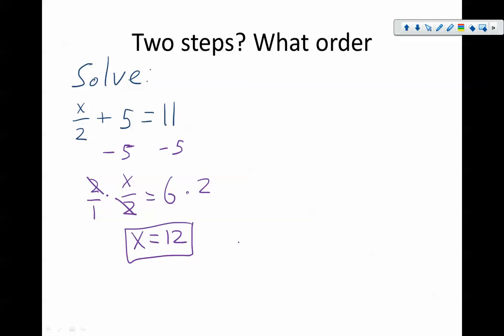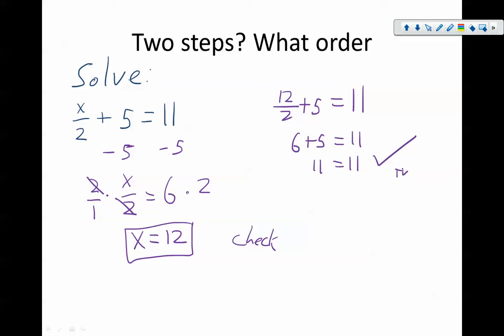And I can check to see if this is the correct solution, or if it's a solution, by plugging this number back in and seeing if I make a true statement. So 12 divided by 2 makes 6 plus 5. That's 11 equals 11. That is a true statement. So yes, it is the solution. It is the correct answer.